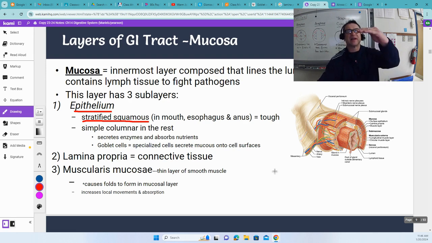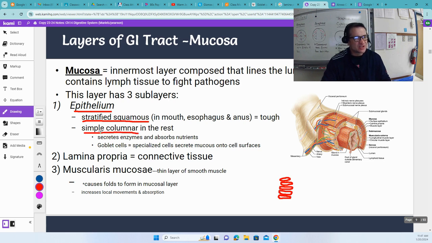Stratified means there's several layers. It's cells upon cells upon cells. Squamous is a specific type of cell that's kind of flat. So stratified squamous is a stack of a bunch of flat cells, one on top of another. So stratified means layers. Squamous means they're flat. The other type is simple columnar. Simple means it's not multiple layers of cells on top of each other. It means it's just one layer. And columnar means it's got a shape kind of like a column. And then some of these guys have little hairs on the top, what are called cilia. So these would be ciliated, simple columnar cells.